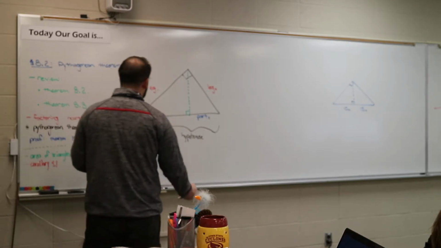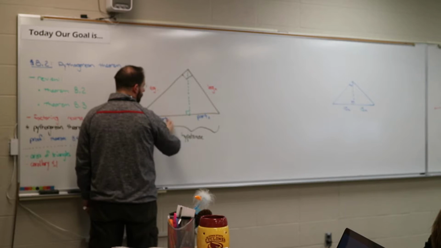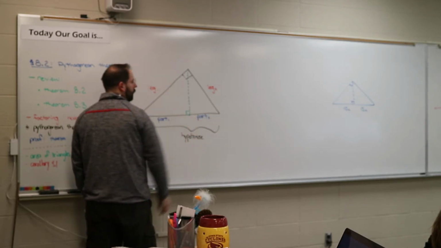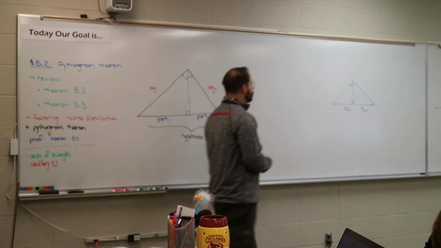So on this one now, we're using one of the legs, a part of the bottom, whatever part we're using, and then the full hypotenuse. So those are your three numbers you're going to use. So I'm going to give my example. I'll do an example over here.